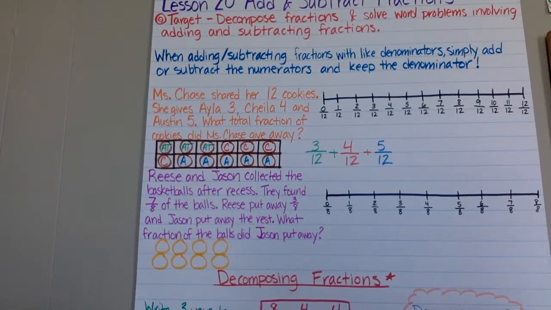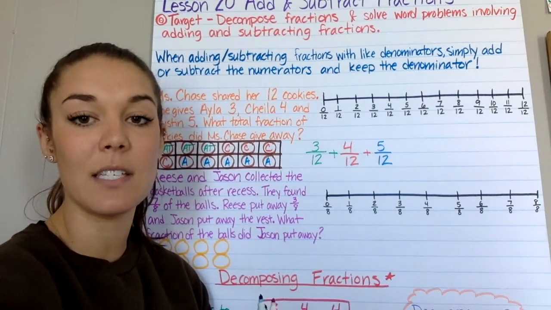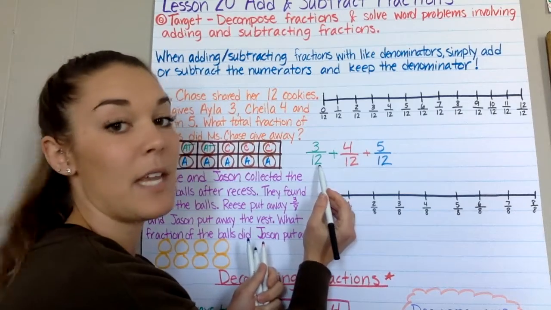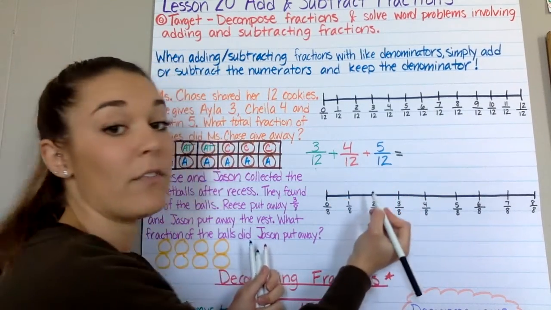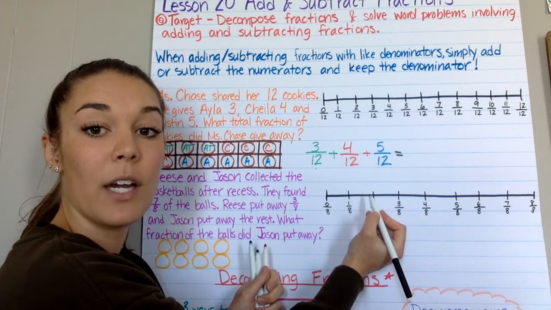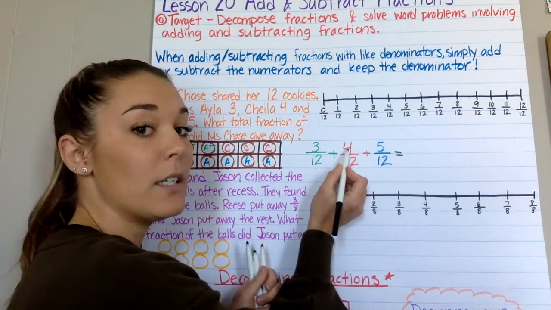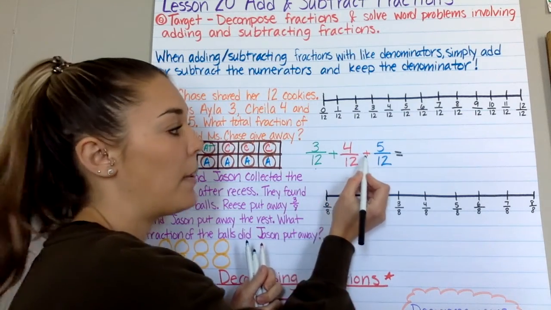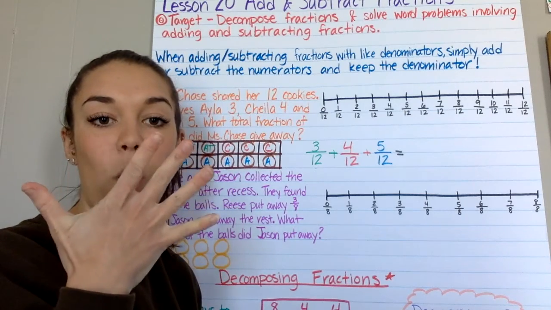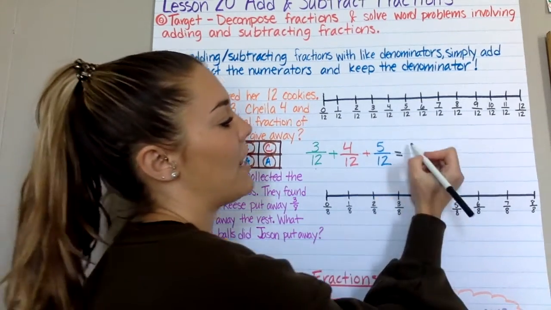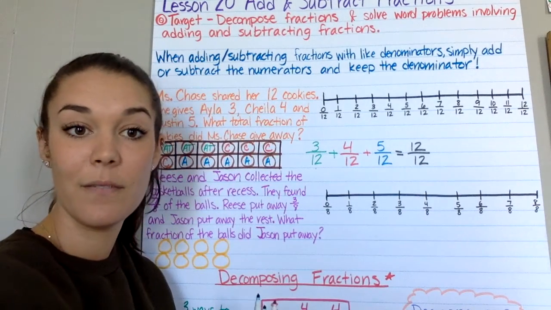And then we can add those. The reason it's very easy to add these is because they have like denominators. They all have the denominator 12, right? So even though there's 3 of them, I can still just add the numerators and then I'm going to keep the denominator. So 3 plus 4 is 7, plus 5, 7, 8, 9, 10, 11, 12. Okay? So my answer is actually going to be 12 out of 12.